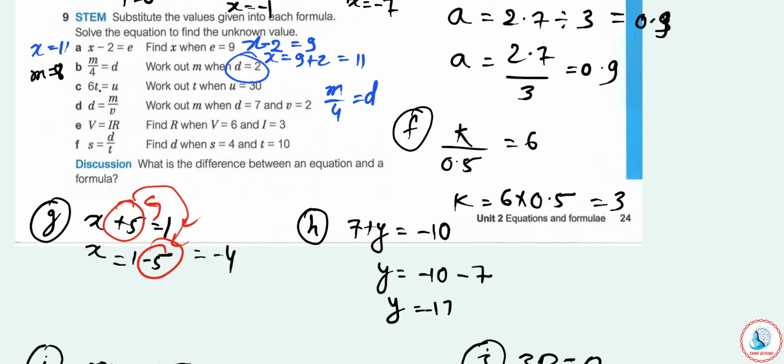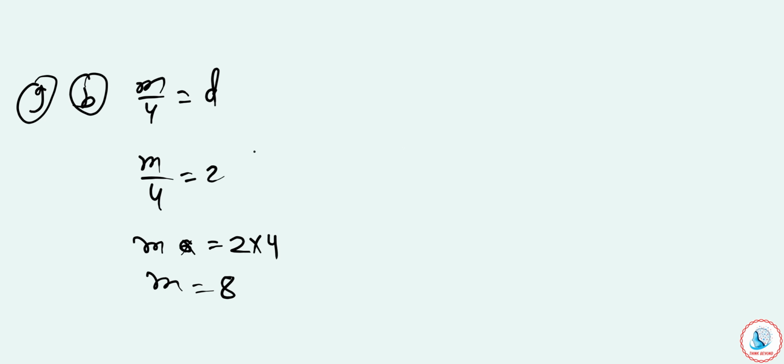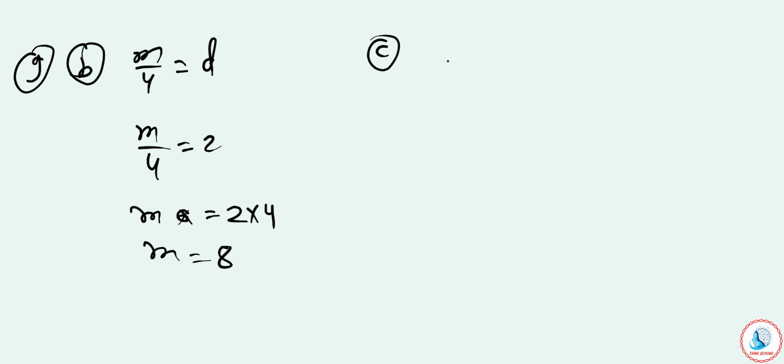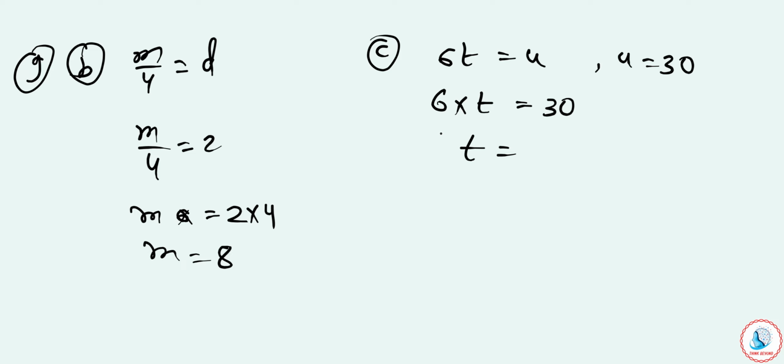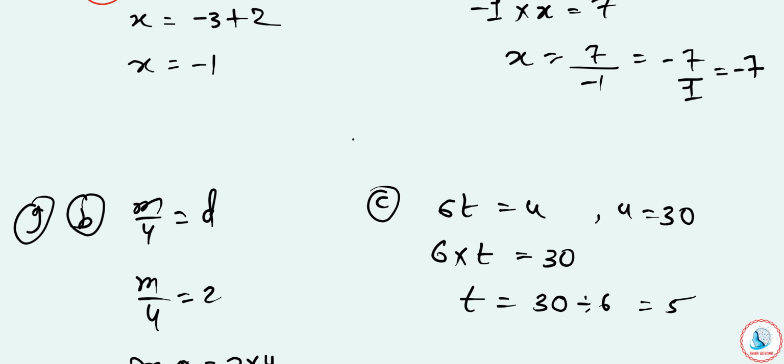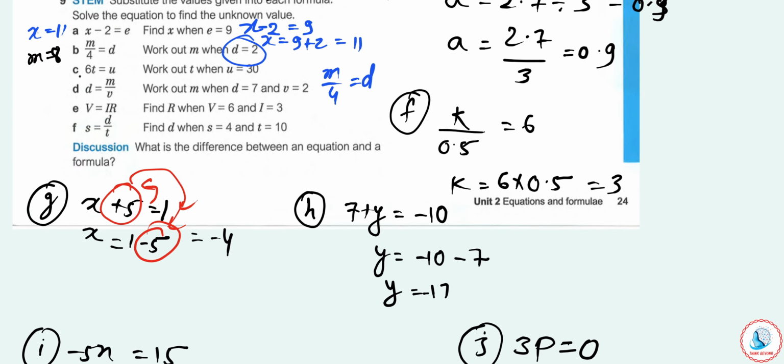Now question C. 60 is equals to 6T, and the value of U is 30. So 6 is in multiplication with T, and the value of U is 30. So here the sign will change. 30 divided by 6, which is 5. So the value of T is 5.